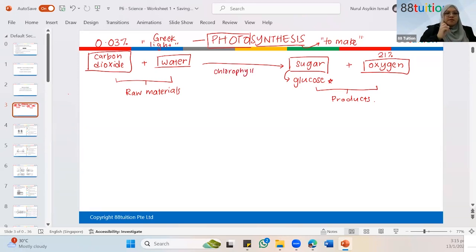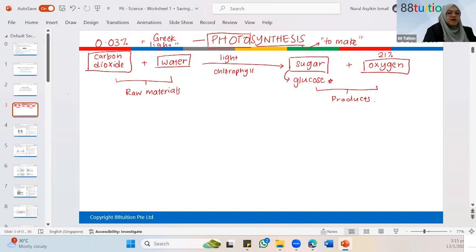Okay, I need one more factor. Because if you have chlorophyll also, but you don't have this last factor, you still cannot make your sugar. Jiaqi, yes. Light. Light, exactly.